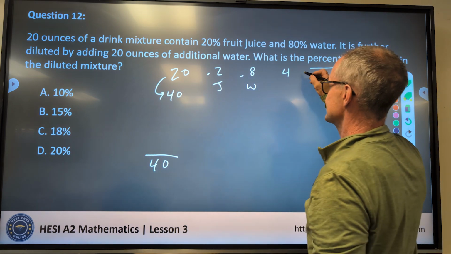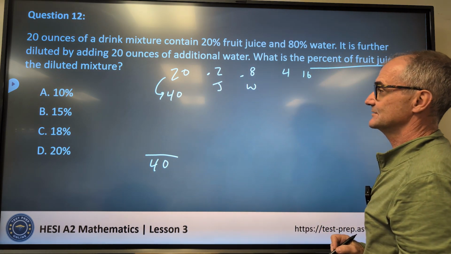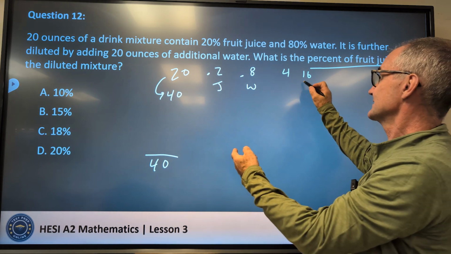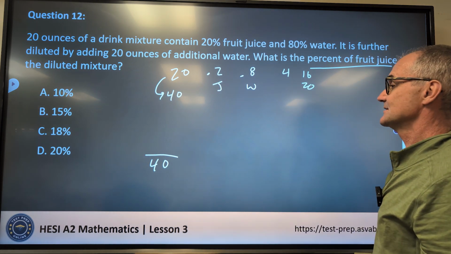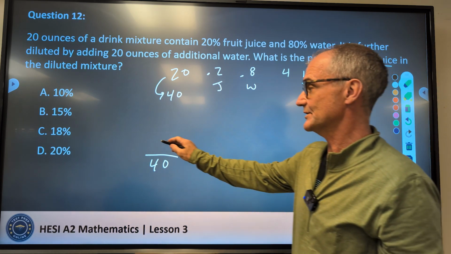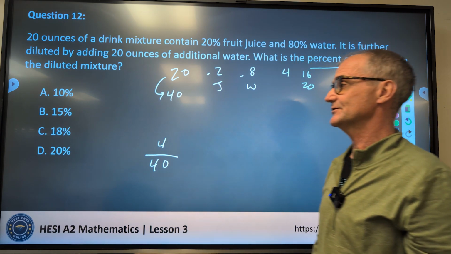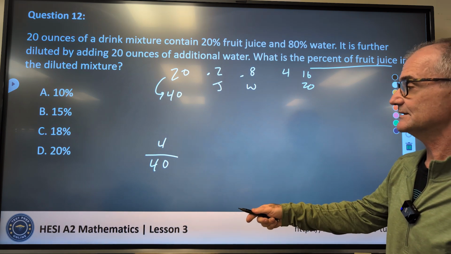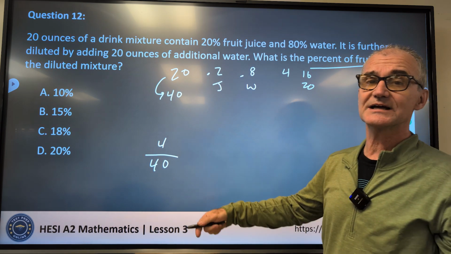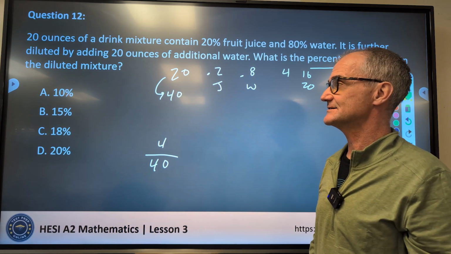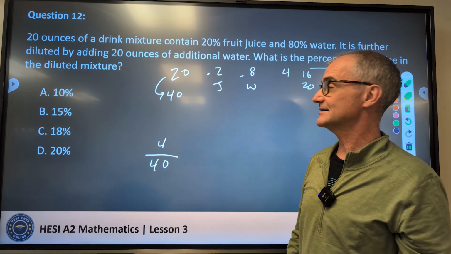0.8 times 20 is 16 of water. And then the whole second 20 ounces I add is 20 more ounces of water. So there's a total of 40 ounces, 4 of which is fruit juice. So 4 over 40 is the same as 1 over 10. 1 over 10 is 10%. So the correct answer is answer A right there.